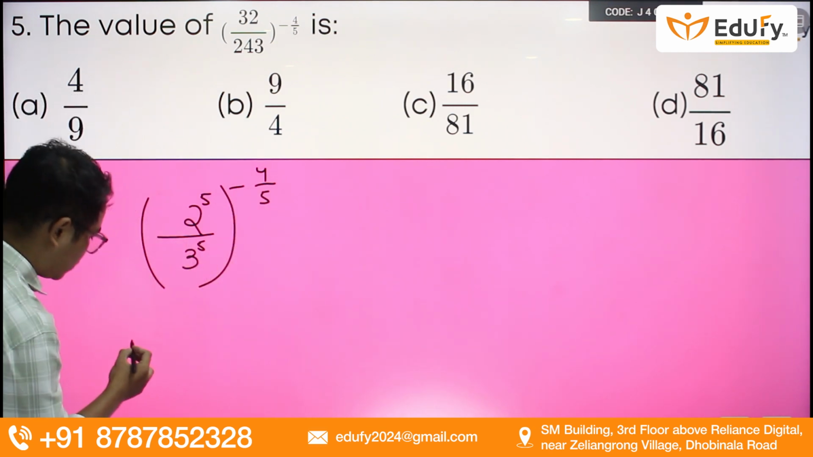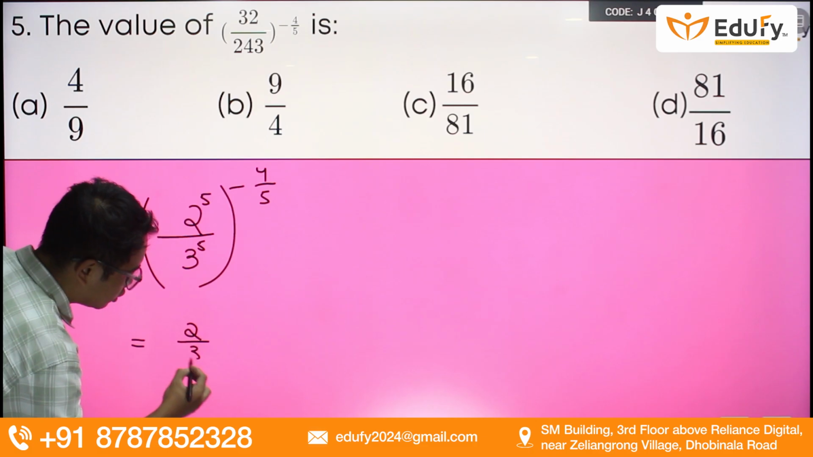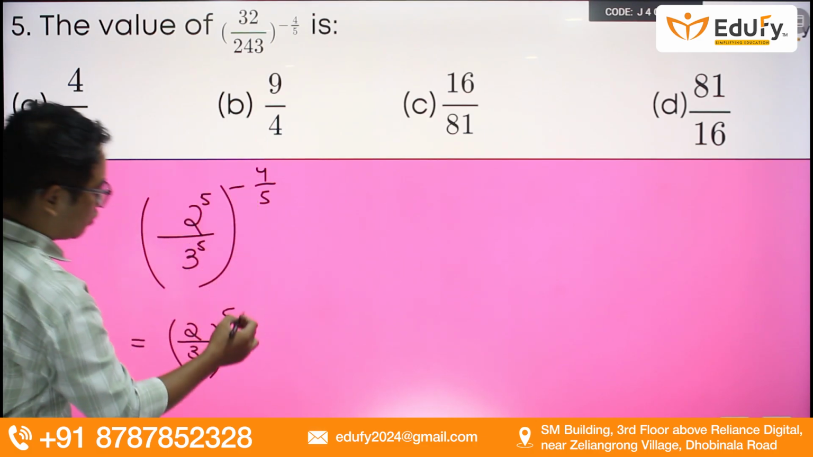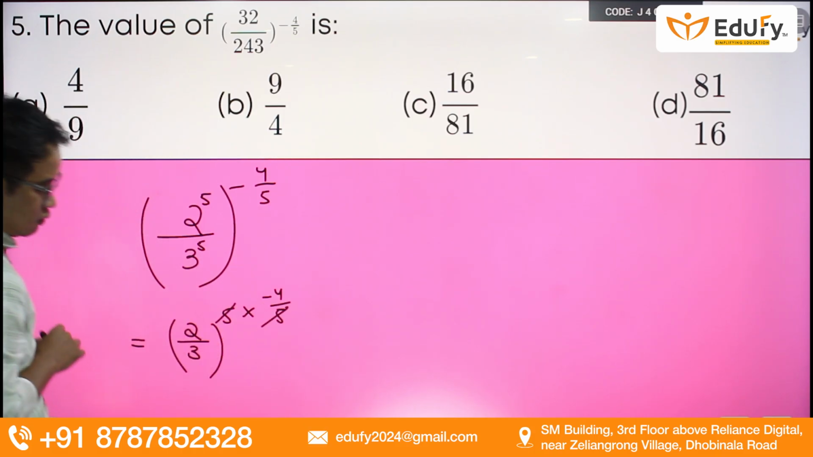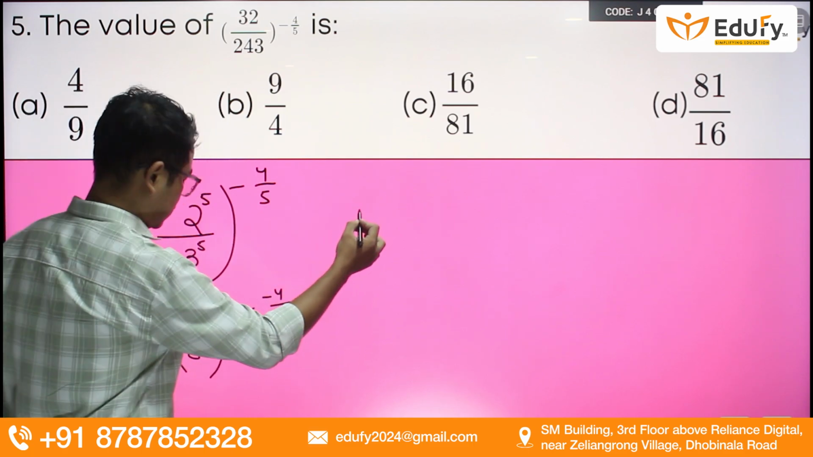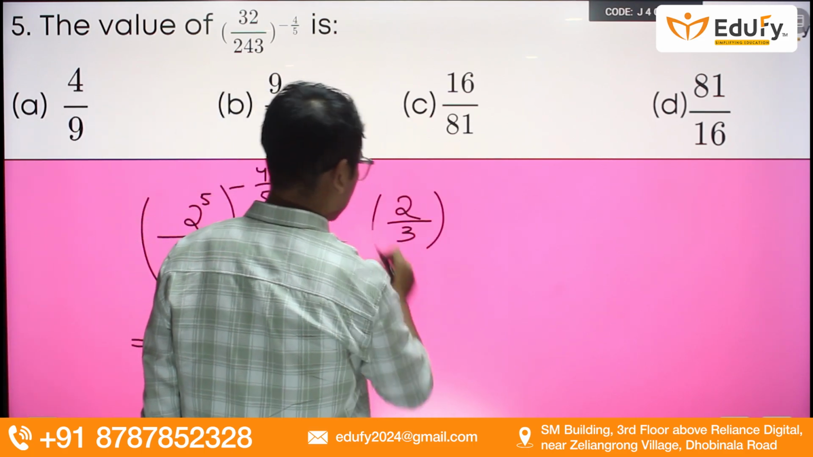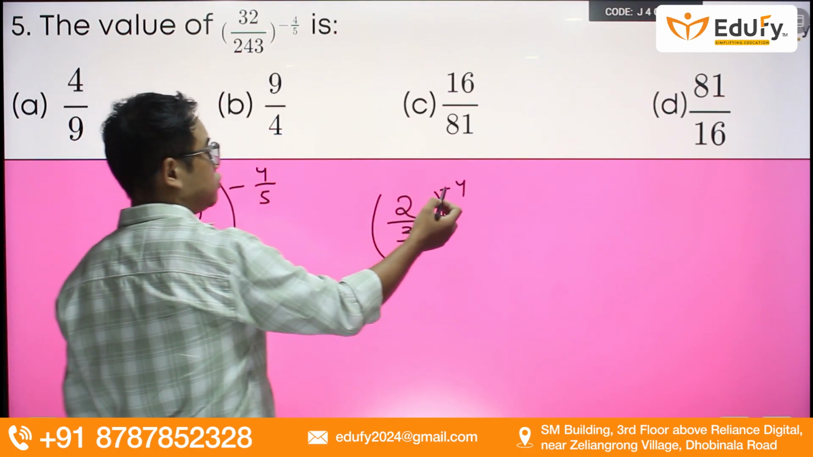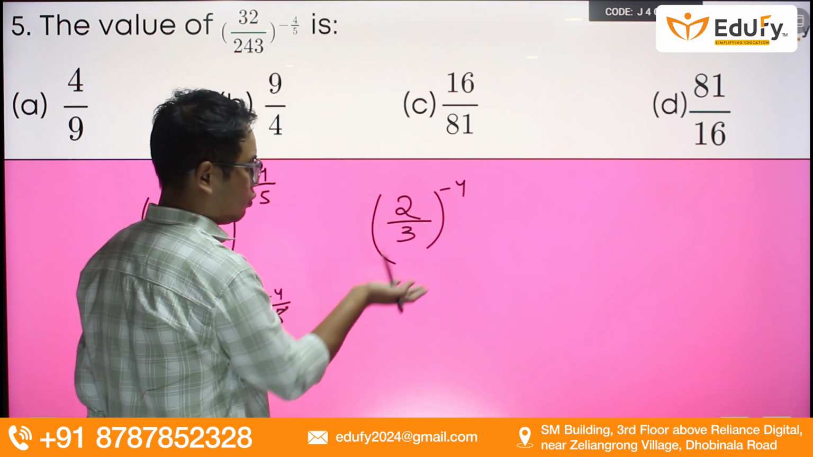Okay, now next step, since both the powers are the same, I can write this as 2 by 3 like this, and then to the power 5 here, and obviously this is outside already, so this is minus 4 by 5, right? Now I cancel these powers, because they are in fraction, up and down, so I can cancel this. So I write this as 2 by 3 to the power minus 4. Now you can remove the minus later, or you can remove it at the beginning, that's up to you. I will try to remove this first.